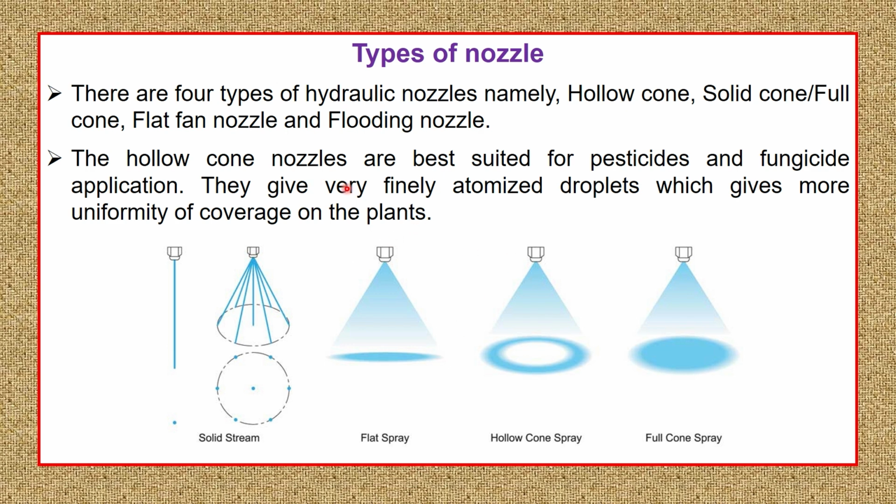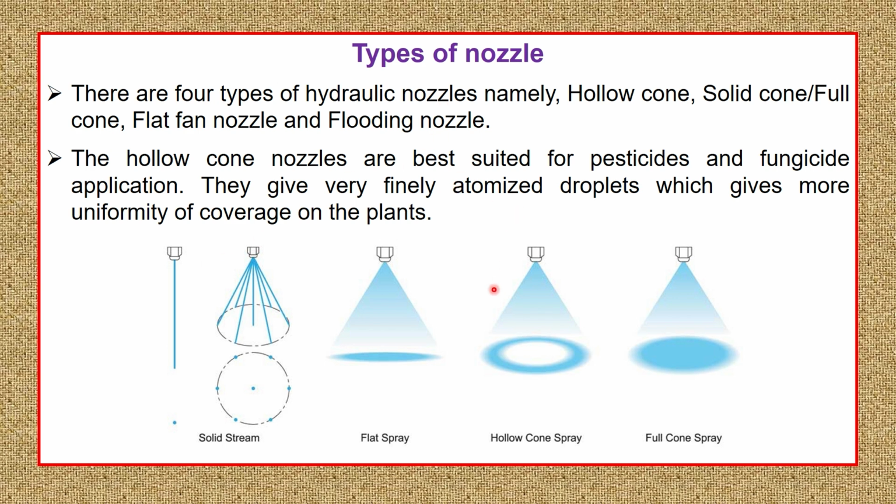So there are different types of nozzles. Nozzles may be hydraulic, and the most commonly used nozzles are hydraulic nozzles, and they are hollow cone nozzles, solid cone or full cone nozzles, and flat fan or flooding type nozzles. There are 4 types of hydraulic nozzles which are commonly used in spraying of chemicals in plant protection operations, either for spraying insecticides or weedicides, or for fungicides and herbicides.